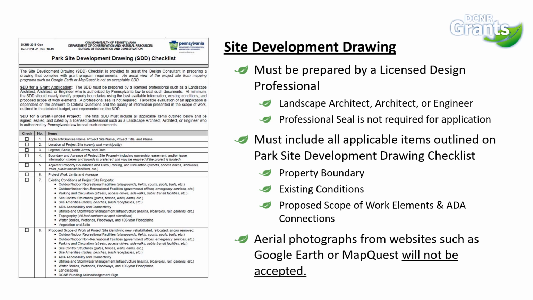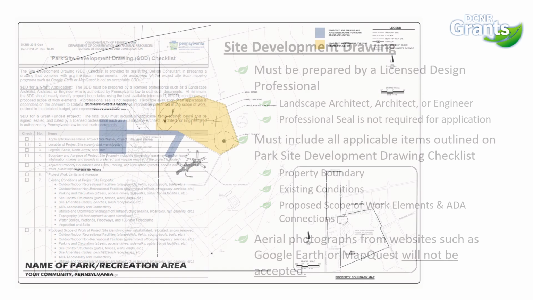We need to see both existing conditions and proposed site features to be funded with the grant. Show the entire park boundary so we can understand how your project would fit into the larger park site. Showing only the limit of disturbance on the site development plan will not provide a clear picture of your project to those reviewing the application. Please bear in mind, aerial images from websites such as Google Earth, Google Maps, or MapQuest will not be accepted.